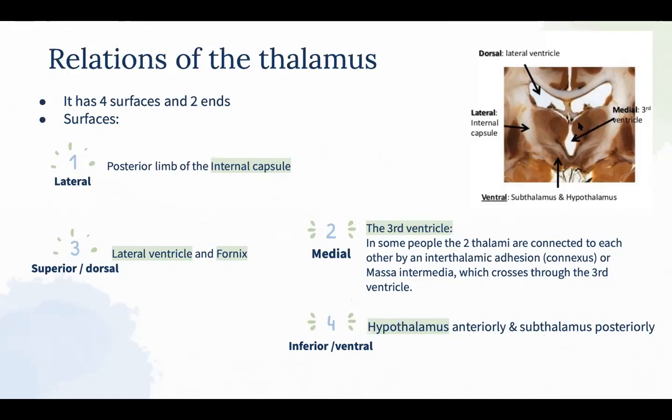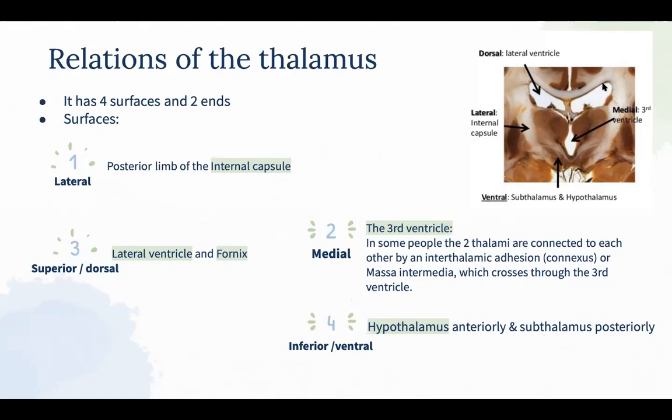In some people, 2 thalami راح تكون متصلة. الأكسونز تمشي من one thalamus to the other وتمر بالthird ventricle راح يكون في interthalamic adhesion. It's an anatomic variation, مو حاجة abnormal or pathologic. And superiorly or dorsally فيه the lateral ventricle هنا and the fornix, this structure.